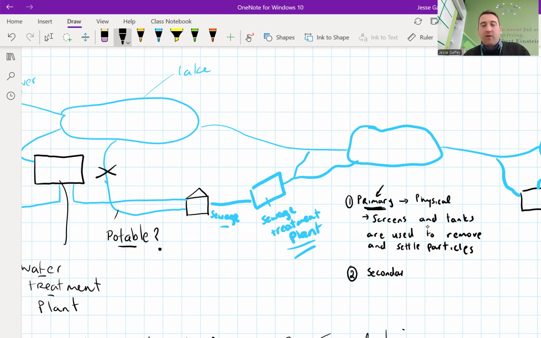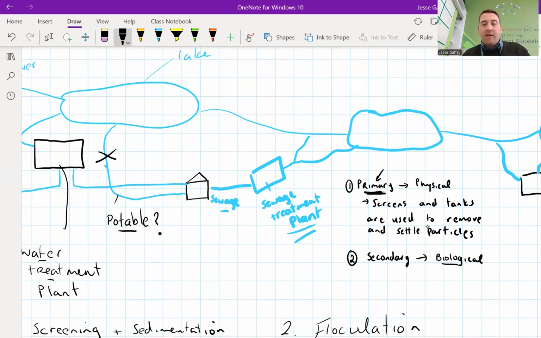So the secondary sewage treatment is a biological process. Biological. Now that must mean it's got something to do with living things. And the living things that are going to be involved here are bacteria. So bacteria, and some people will have one of these sewage treatment systems in your back garden, especially if you have a house in the country, a one-off house, and you don't live in an estate.